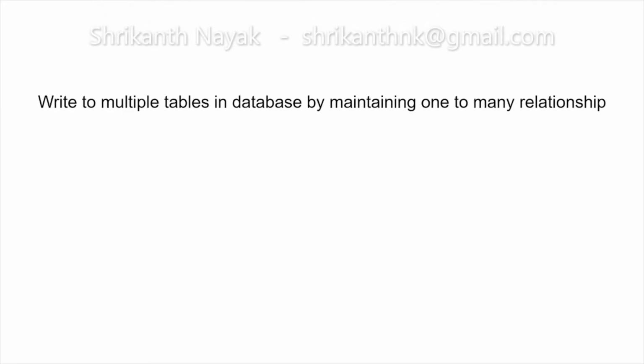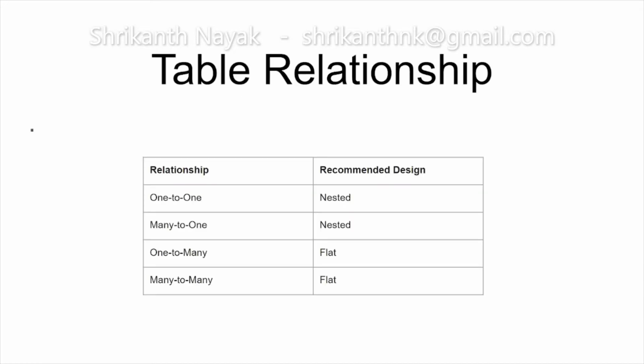How can we write to multiple tables in a database by maintaining a one-to-many relationship? Before we get started, we need to understand table relationships. As you see here, there are four different types of relationship between any two tables: one-to-one, many-to-one, one-to-many, and many-to-many.